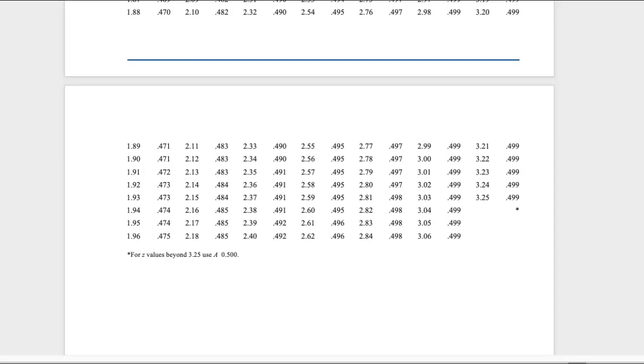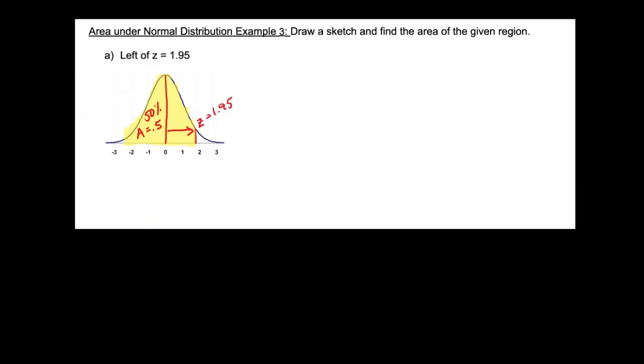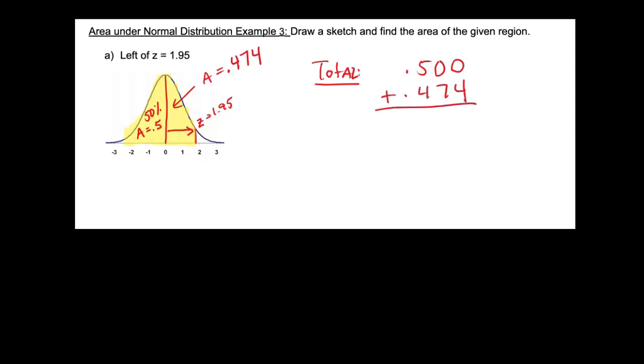It looks like 1.95 is right here. And I've got an area of 0.474. So the area of this side is 0.474. So total, I'm going to add 0.500 plus 0.474, and you can use a calculator. I like to add some extra zeros after the 0.5, and that way it allows me to just easily add by hand. So my total area is 0.974.